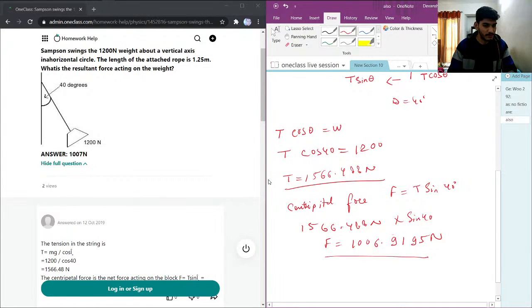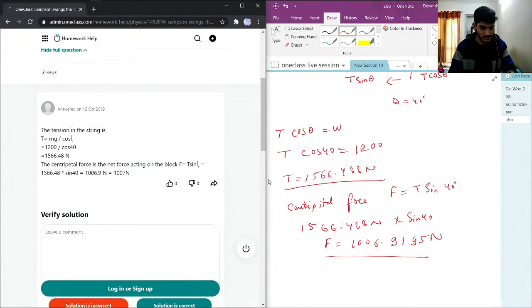What is the resultant force acting on the weight? So this is going to be the resultant force, which they have also rounded as 0.07. Again, correct solution.